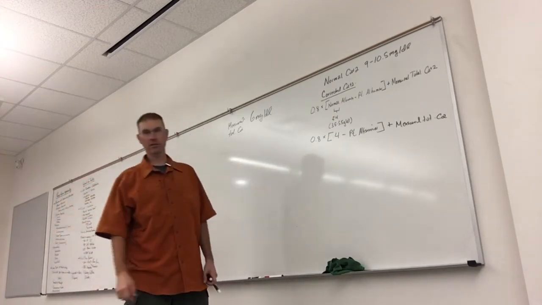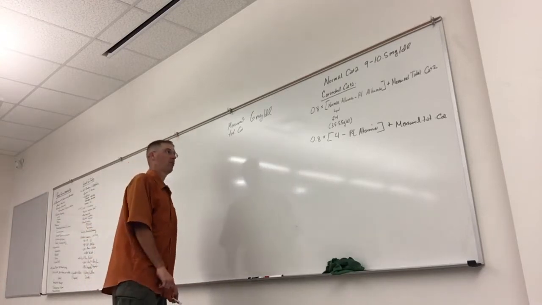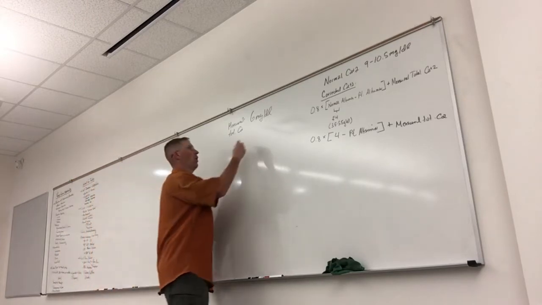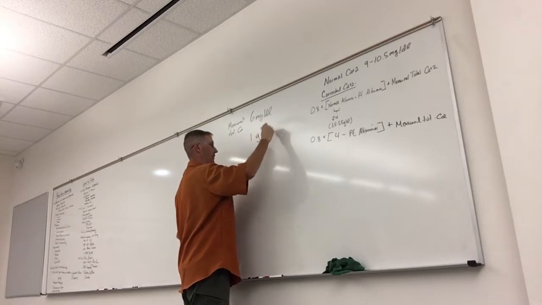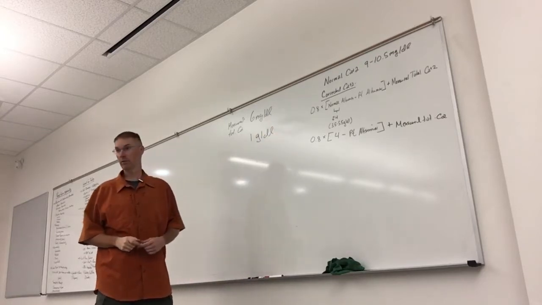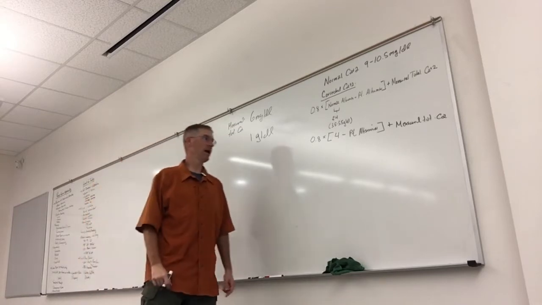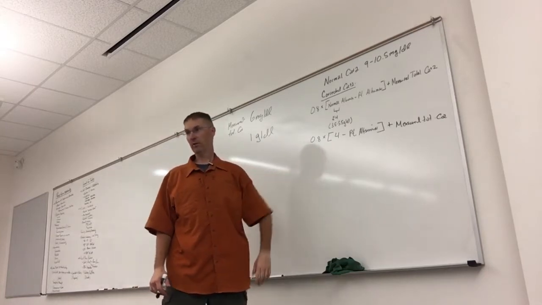So what do we need to ask ourselves? What's the patient's albumin? The lab reports that the patient's albumin is 1 gram per deciliter. Is that high, low, normal? That's pretty low. We would expect the value to be about 4 grams per deciliter.